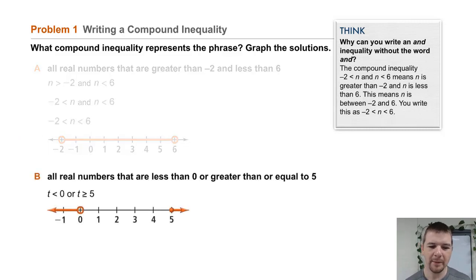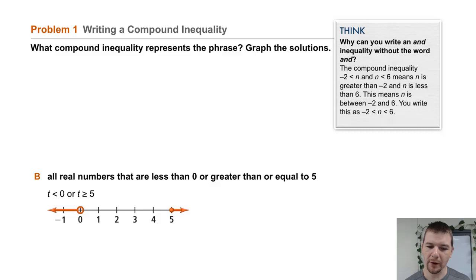B, all real numbers that are less than 0 or greater than or equal to 5. Well, we write these inequalities, t is less than 0 or t is greater than or equal to 5. And it turns out these cannot be combined, and this is an or type inequality, and that should make more sense as we look at the graph.